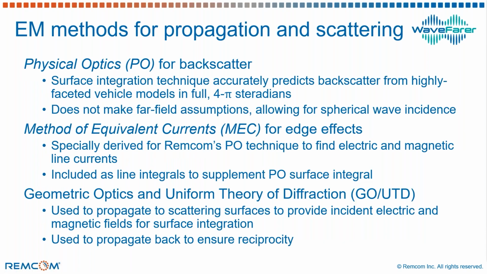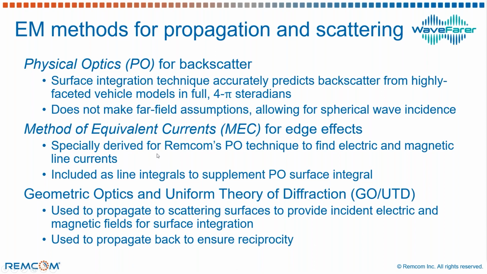The key methods used by WaveFarer: it's a ray tracing-based solver, and it uses key physics methods of physical optics for the backscatter. This involves a surface integration that can predict detailed backscatter from highly faceted objects like vehicles or people. Unlike a lot of traditional uses of physical optics, this implementation does not make far-field assumptions, and that allows us to include spherical wave incidence and very close range applications of a few meters to tens of meters, rather than being limited to far zone RCS.